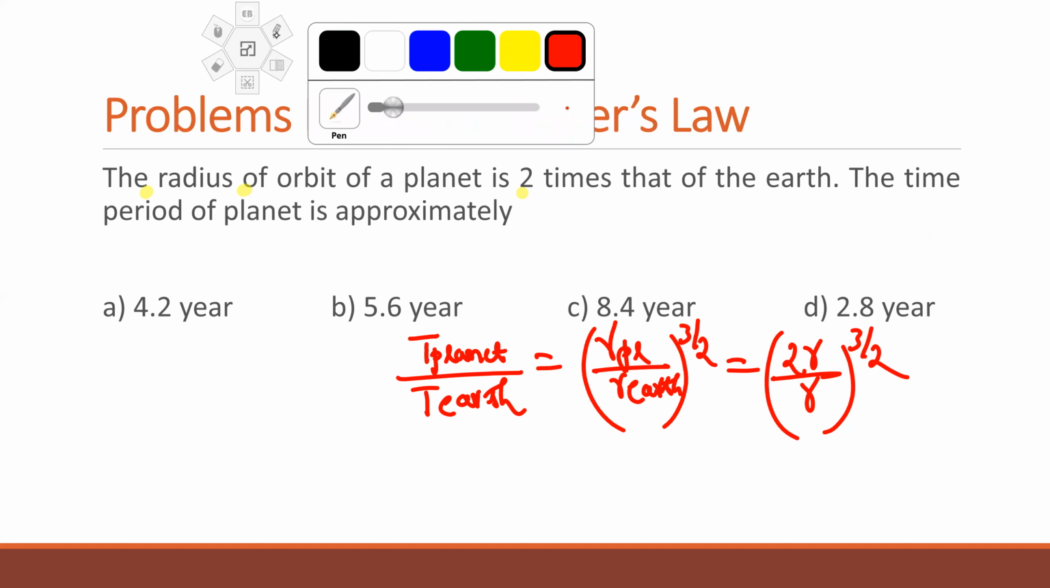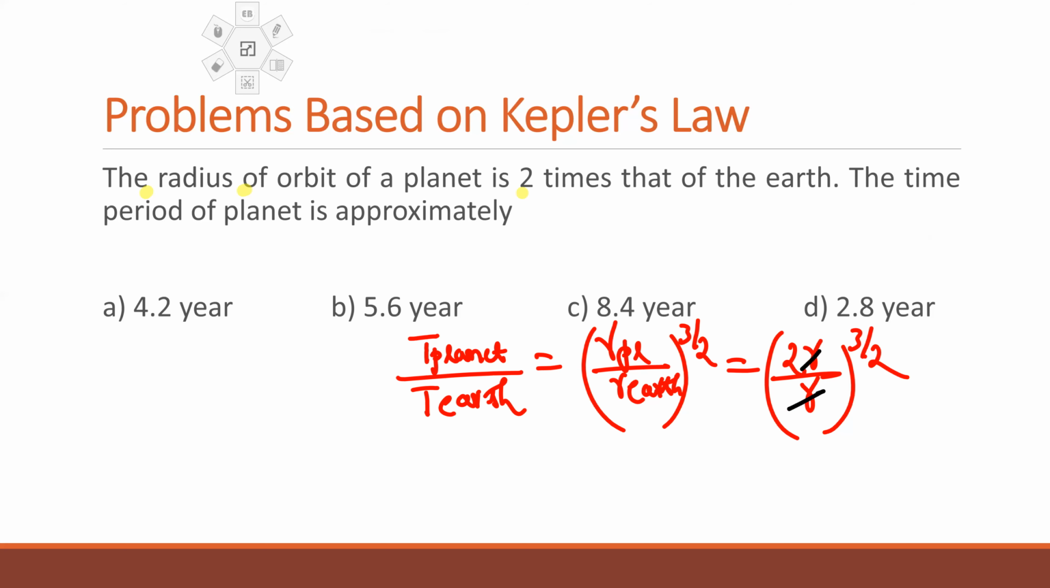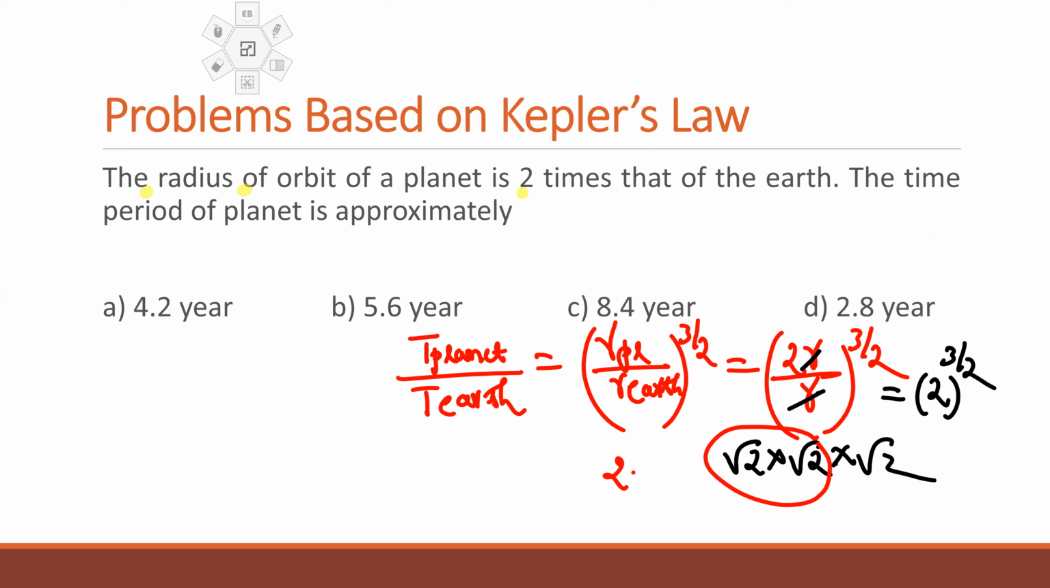Now which factor cancels? This R cancels. Then what is left is 2 to the power 3 by 2, which is root 2 into root 2 into root 2. Root 2 into root 2 becomes 2, so it is 2 root 2. Approximately, it is 2 into 1.414, which is about 2.8 years.